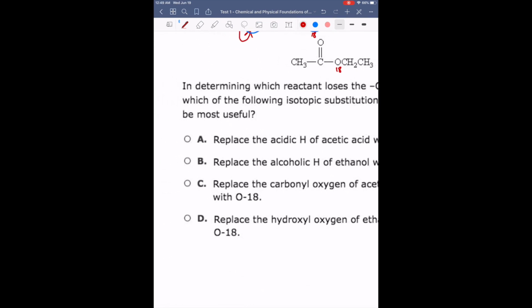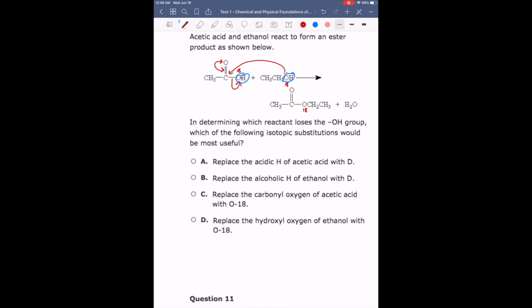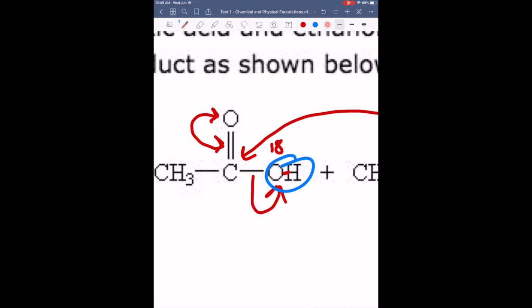So option A for question 10 is saying replace the acidic hydrogen of acetic acid with D. That's incorrect. So is option B, because you do not want to replace any of these hydrogens. Option C is that we replace the carbonyl oxygen of acetic acid with O18. So it almost seems correct because we're replacing oxygen, but they're saying the carbonyl oxygen. The carbonyl oxygen of acetic acid is this oxygen over here.